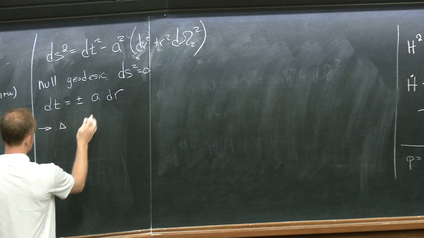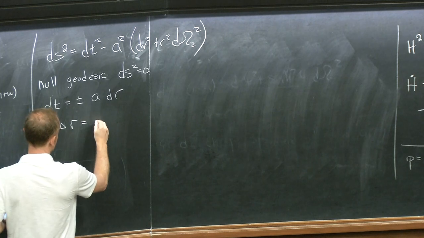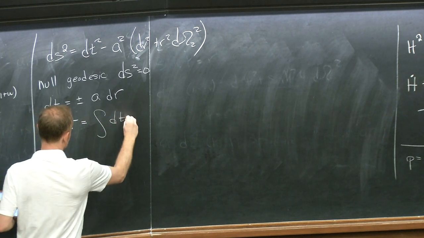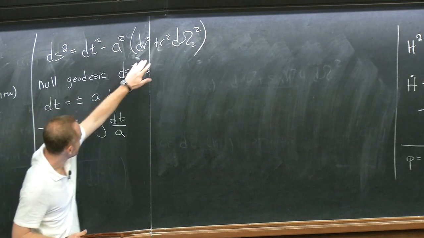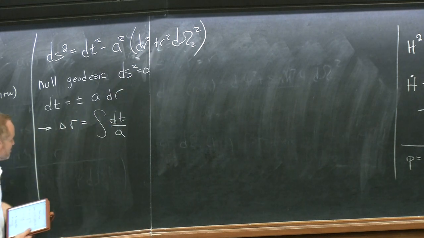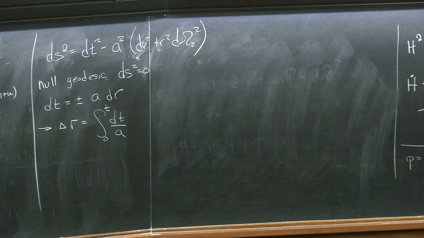If I divide by a and integrate both sides of this equation, I find that delta r is the integral of dt over a. So this is the distance in these coordinates that light moves. If I integrate it from zero up to some time t, it's the distance that light moved from the Big Bang up until some time.